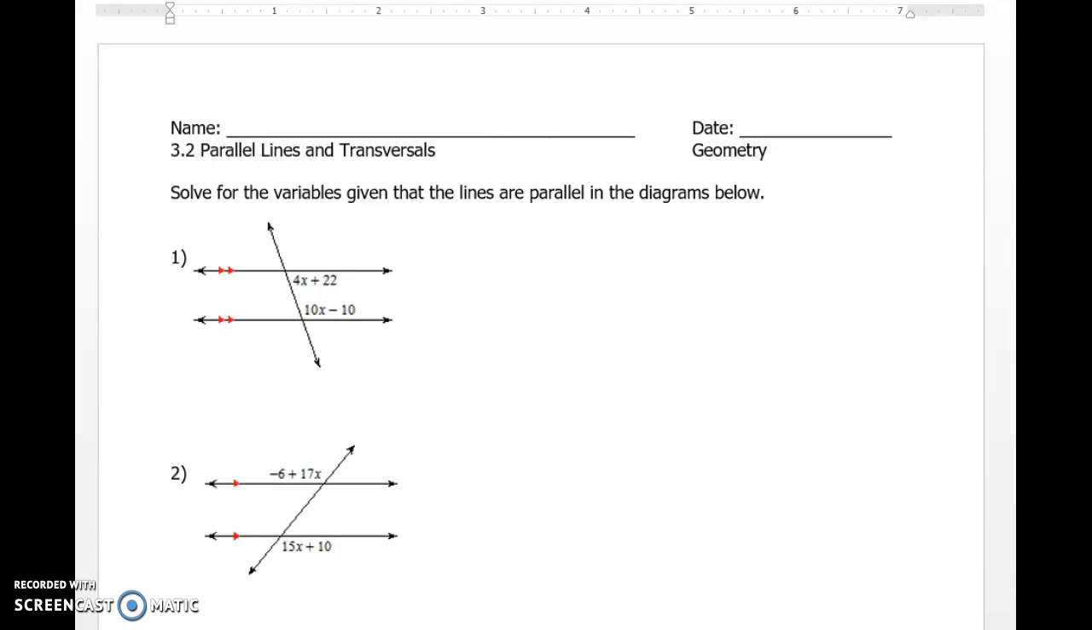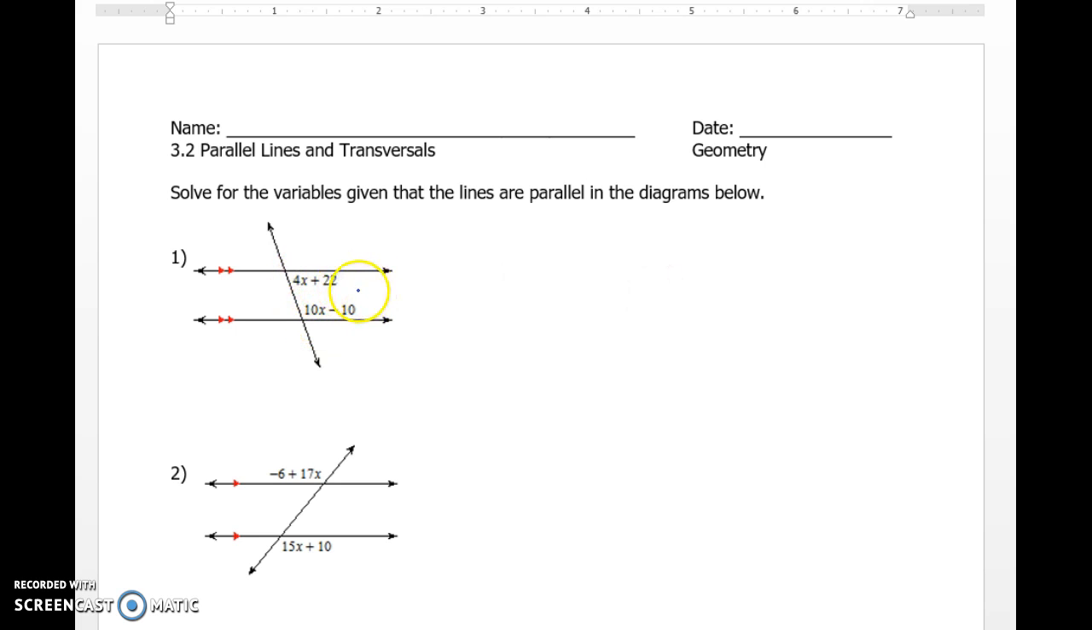This is a video explaining algebra problems involving parallel lines and transversals. So in this worksheet that you're going to be doing in class, you start out with a few straightforward problems. So for example, in number 1, you can see that 4x plus 22 and 10x minus 10, those two angles, are consecutive interior angles.